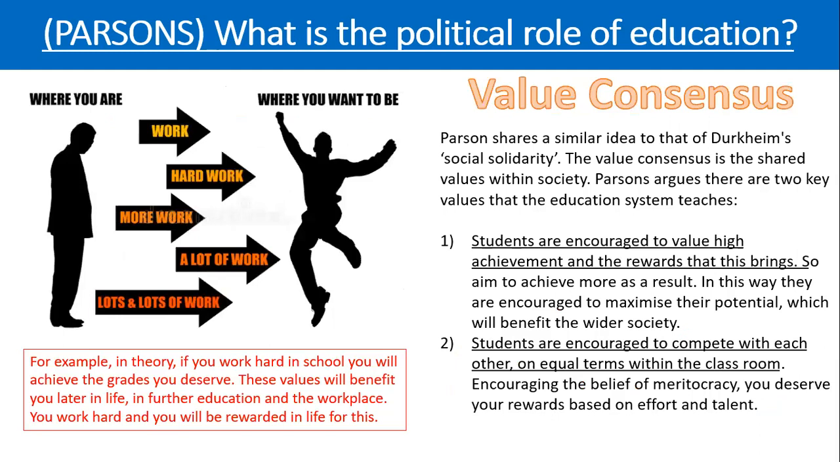Okay, finally, we have value consensus. So you'll be aware of what the value consensus is. Parsons shares a similar idea to that of Durkheim's social solidarity. The value consensus is the shared value within society. Parsons argued that there are two key values that the education system teaches. The first one, that students are encouraged to value high achievement and the rewards that this brings. So they aim to achieve more as a result. In this way, they are encouraged to maximize their potential, which will benefit wider society. So just this idea, value your achievement.